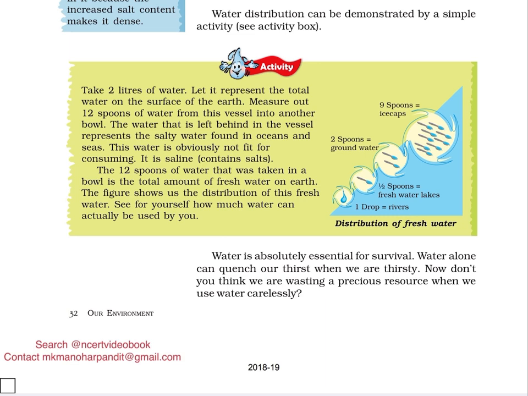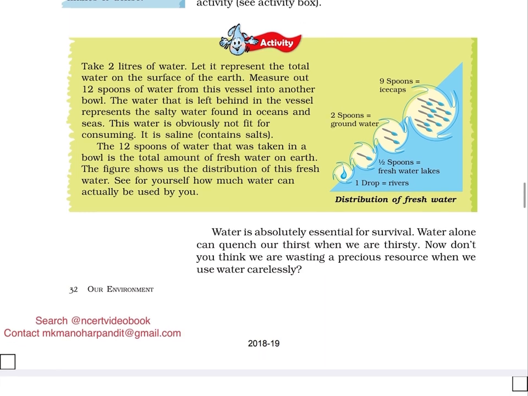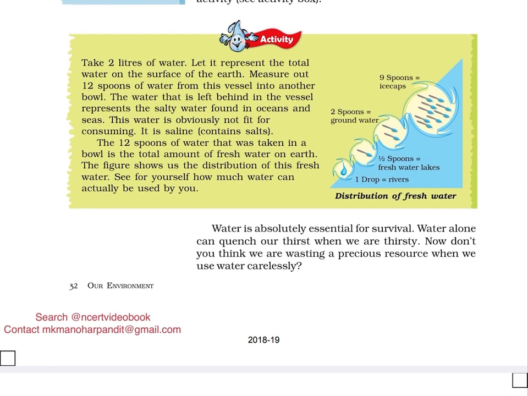Distribution of fresh water is also shown by a picture diagram. 9 spoons are equal to ice caps, 2 spoons are equal to groundwater, half spoon is equal to the freshwater lakes, and 1 drop is equal to the rivers. Water is absolutely essential for survival. Water alone can quench our thirst when we are thirsty. Now, don't you think we are wasting a precious resource when we use water carelessly?